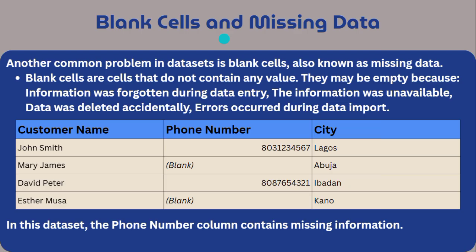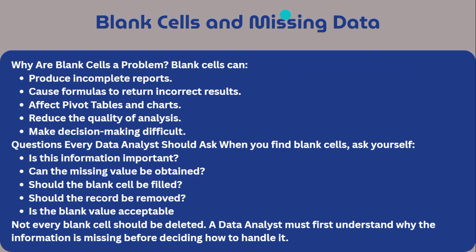So if you look at this table, we discover that the phone numbers for Mary James and Esther Musa are not available. Yes, they are not available. So that is a blank cell. So why is this a problem? The reason is that it produces incomplete reports. By the time we are reporting about their phone numbers, we get incomplete reports. It causes formulas to return incorrect results. It affects pivot tables and charts. It reduces the quality of analysis. It makes decision making difficult.